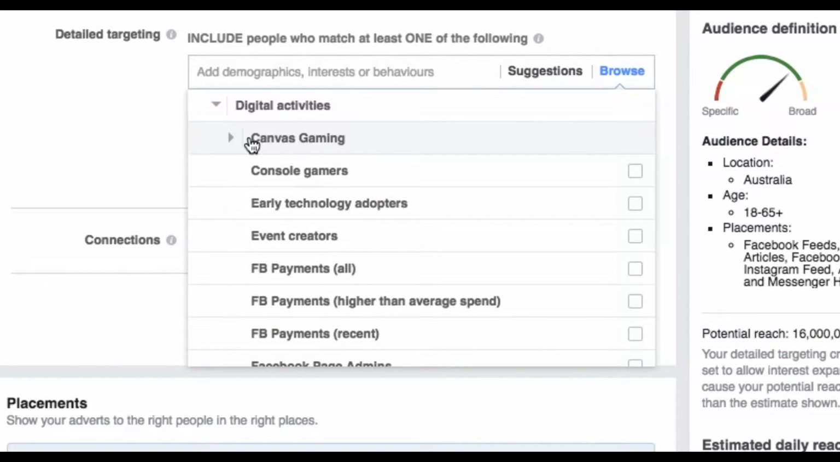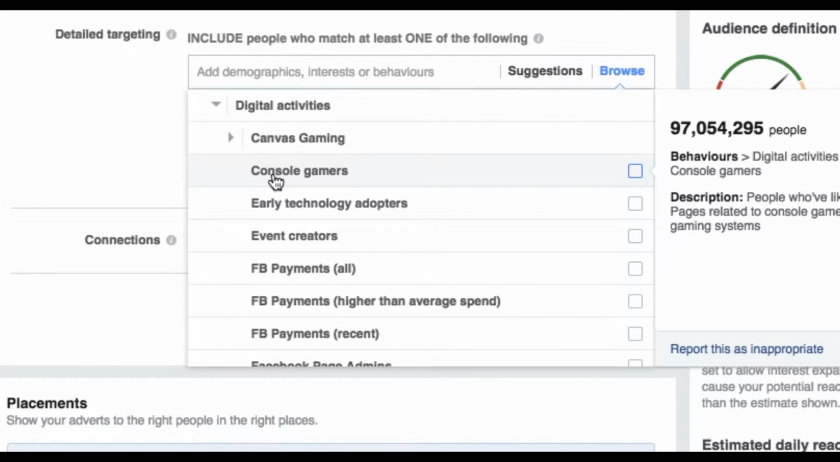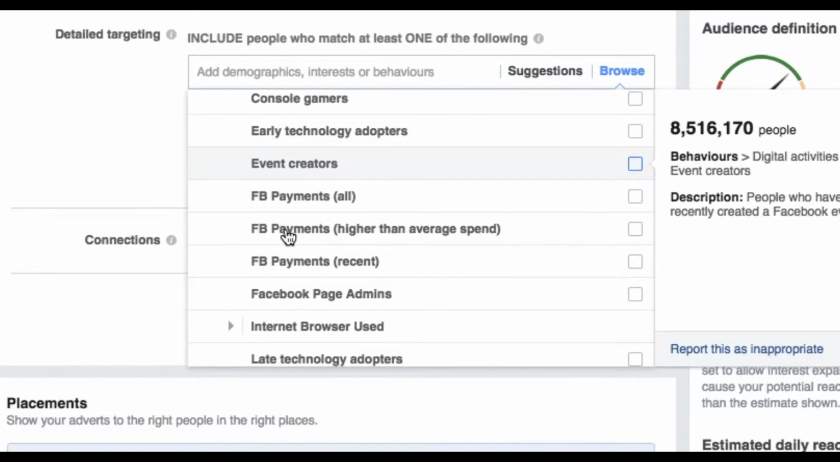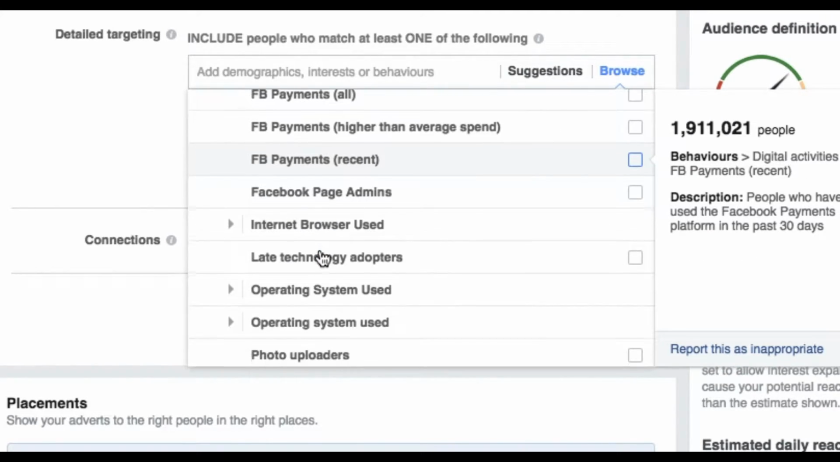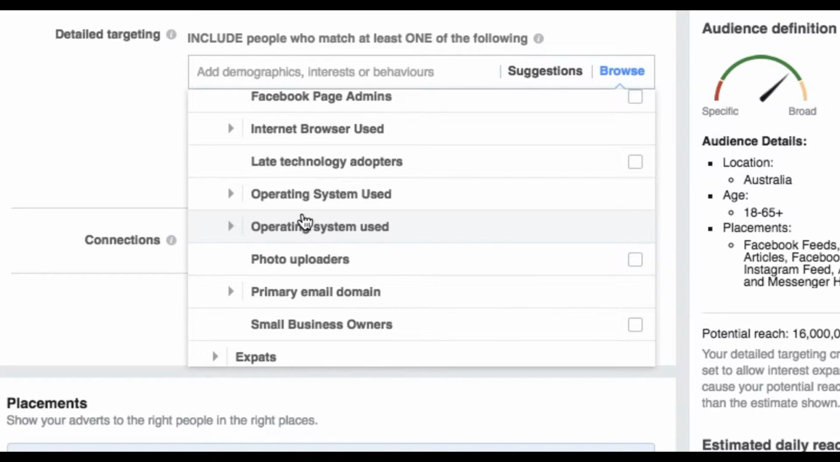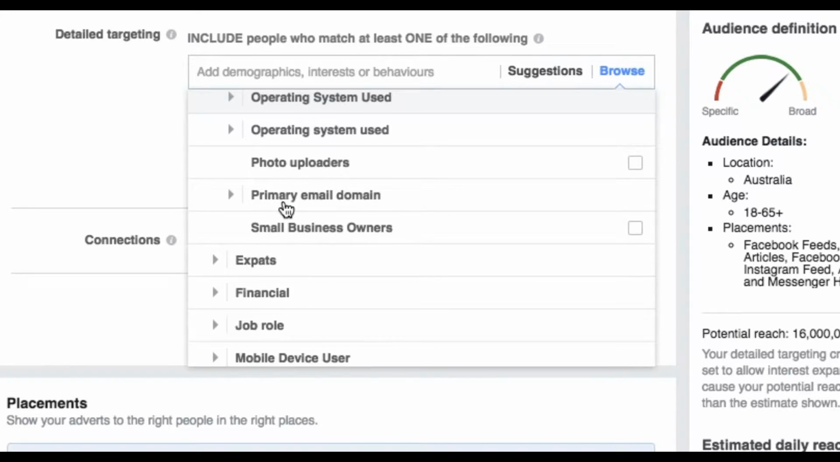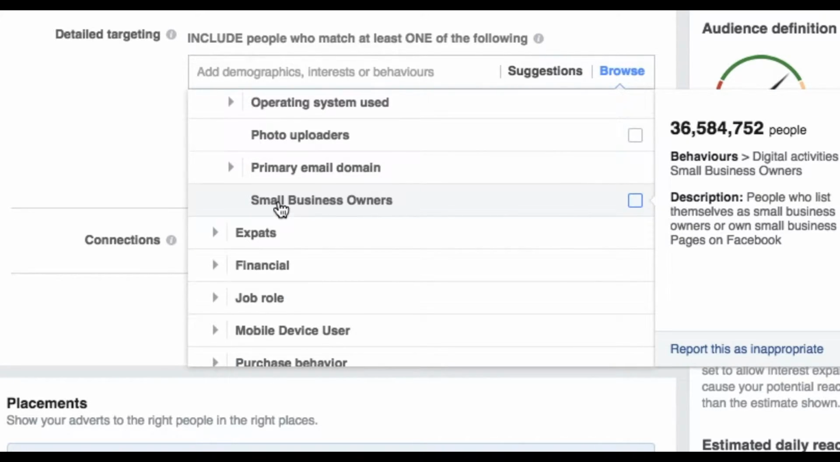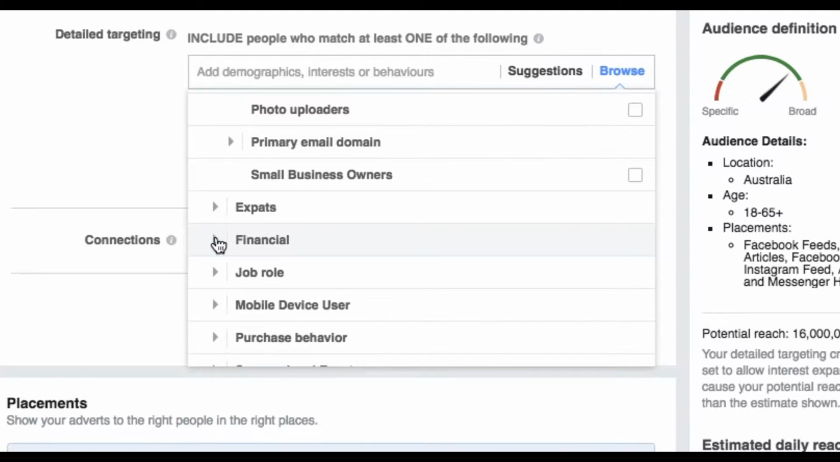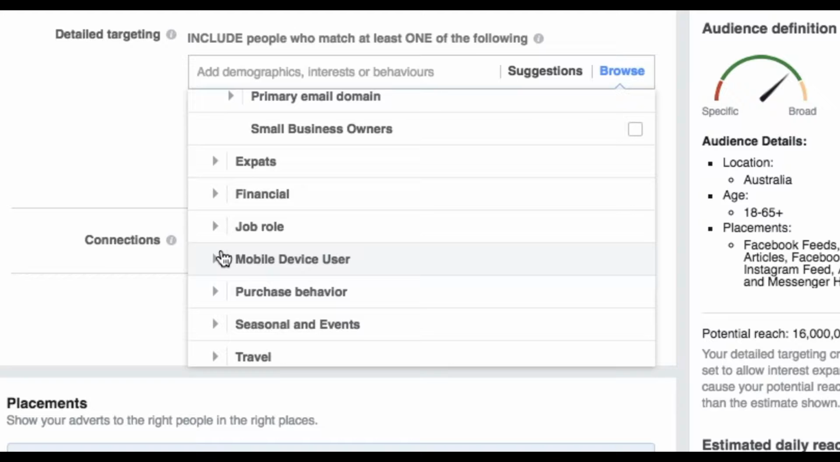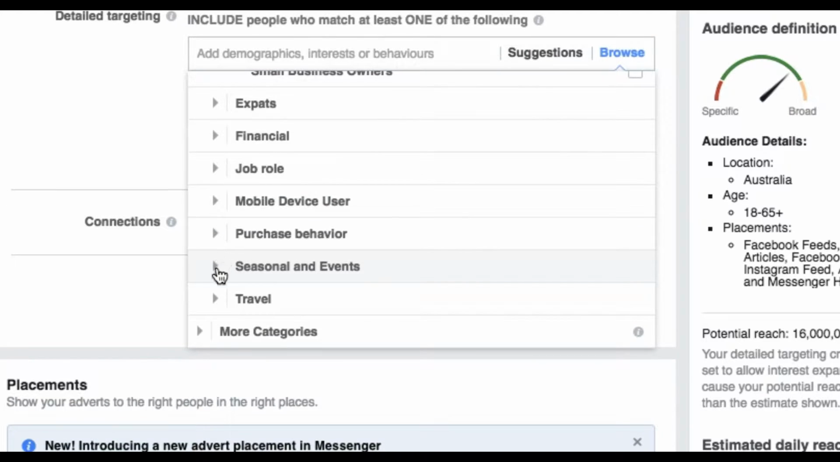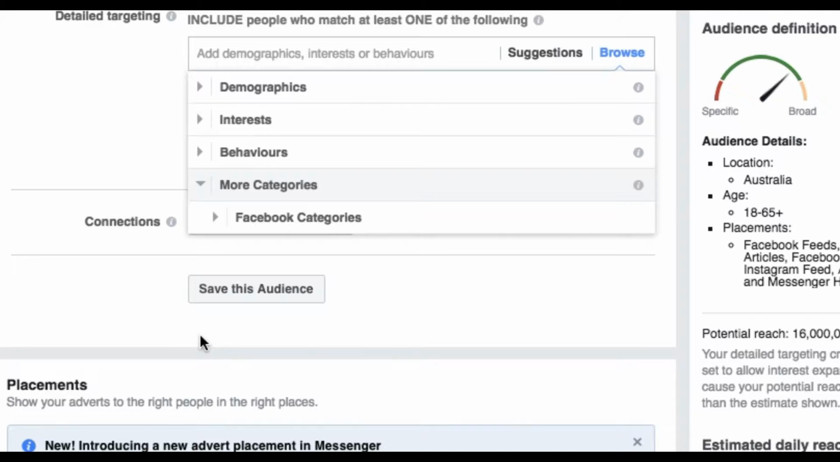So you've got digital activities. So are they console gamers? Are they event creators? If you're in the marketing space, whether they're using Facebook payments, what operating system they use. So if you've got an app that only works on a particular device, you can actually segment down by that. Again, small business owners is a category. So you've got things like expats and financial, and I don't want to spend too much time going into all of this because, as you can see, there's literally hundreds of different options. But I just wanted to give you an idea that this is here so you can go through and really start to define out your audience.